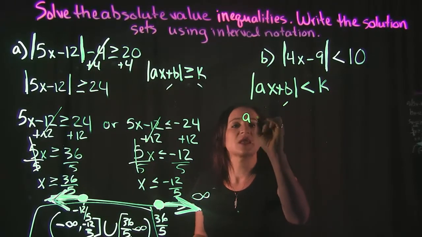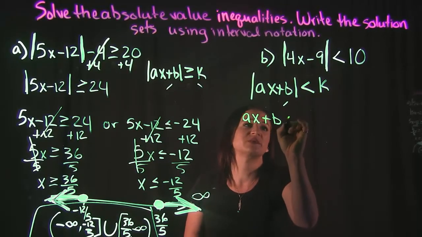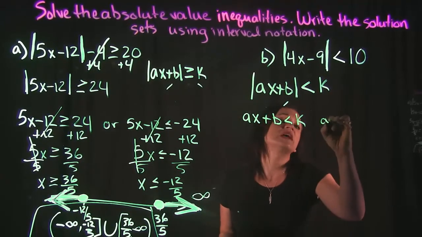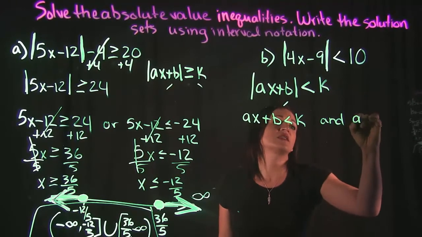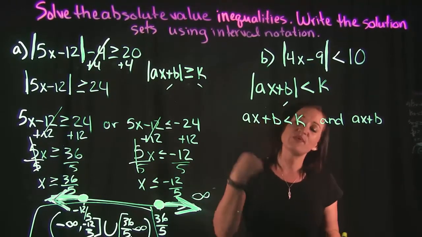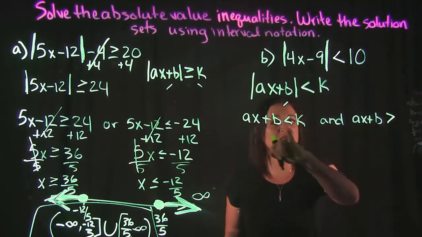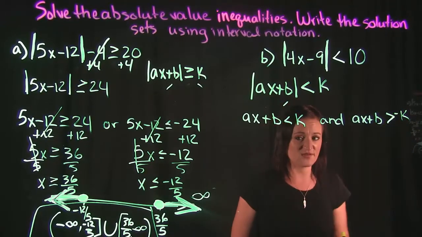Your first inequality is your normal one. It's just going to look like ax plus b is less than k. It's going to be what you're given. And your second inequality is going to look very similar. Again, the left side is always the same, ax plus b. Flip the symbol, change the sign. It will now be greater than instead of less than, and now a negative k instead of a positive k.